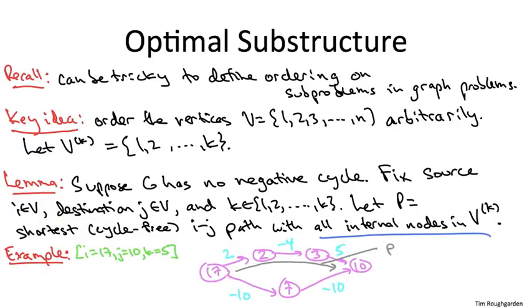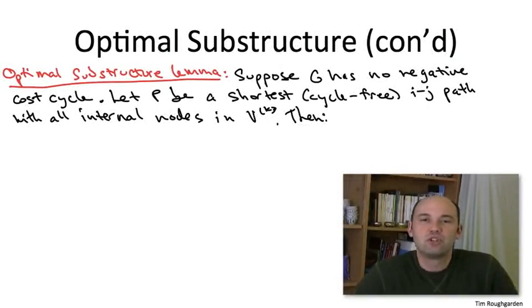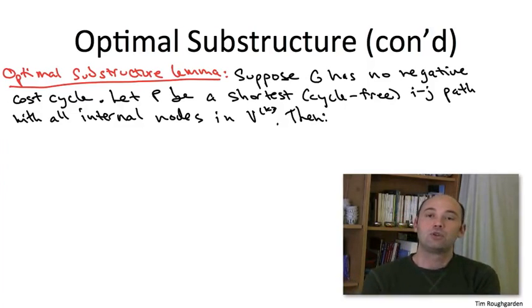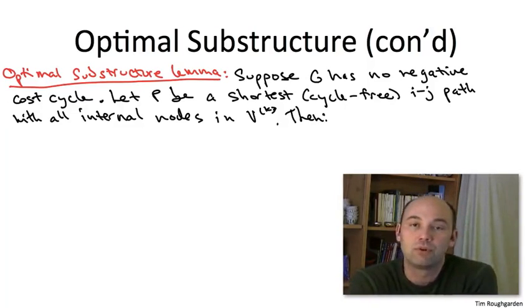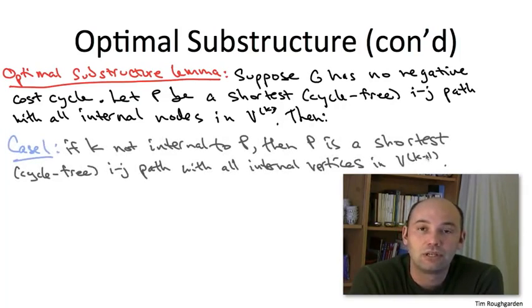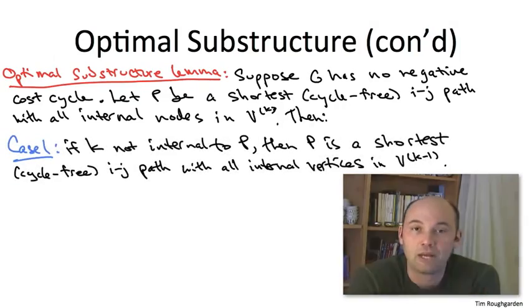Let's move on to the full statement of the optimal substructure lemma. All right, so this is actually going to be one of the simpler optimal substructure lemmas that we've seen in a while. We're back to the glory days of only two cases. The first is trivial. If the shortest path from i to j using only vertices 1 through k as intermediaries doesn't even bother to use the vertex k, well, then it had better be a shortest path from i to j that uses internal nodes only from 1 to k minus 1.